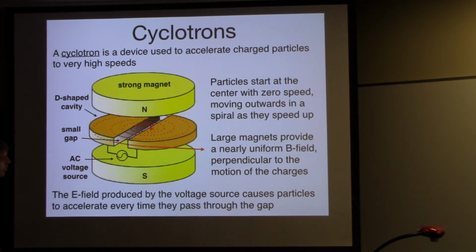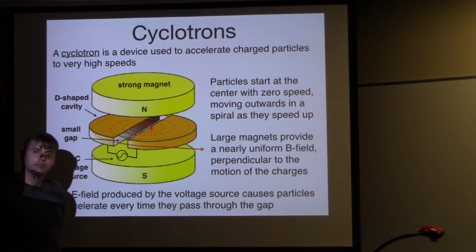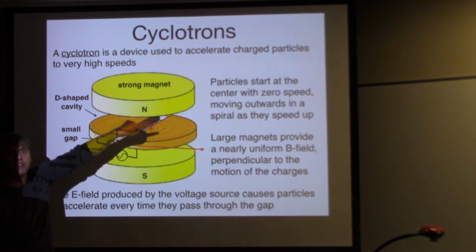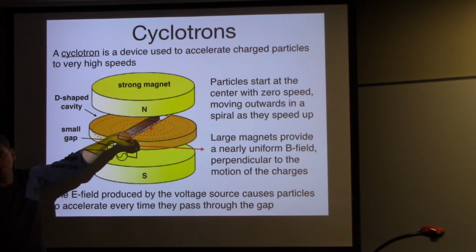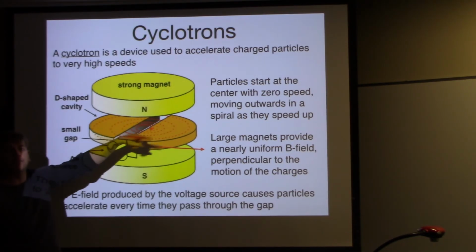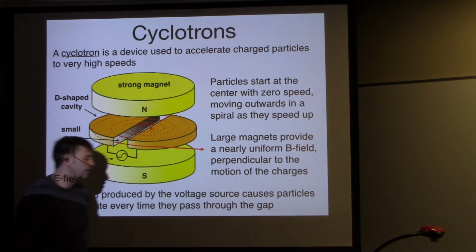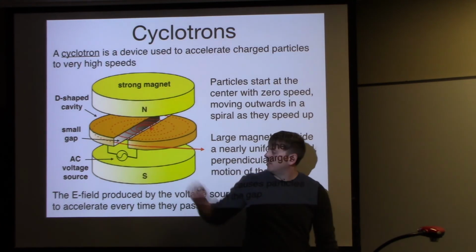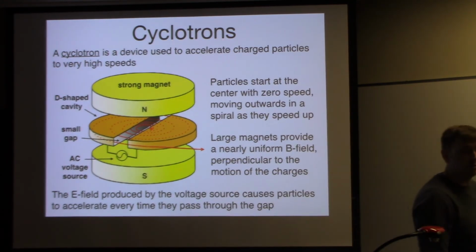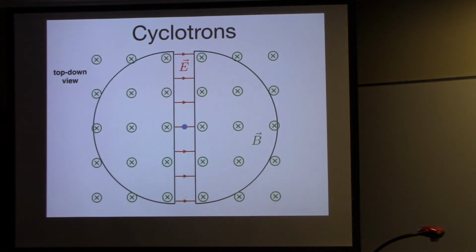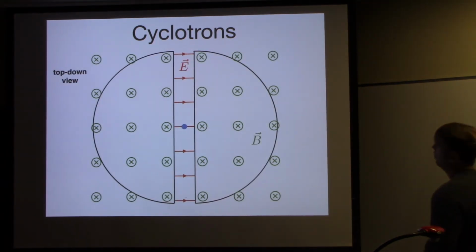And so, in a pretty short amount of time, the size of this circle is getting bigger and bigger and bigger as the particles are going faster and faster and faster. They're spiraling outwards from the center. And by the time they reach the edge of the cyclotron, they can be moving really fast. Okay? So let me show you what we're talking about here with an animation.